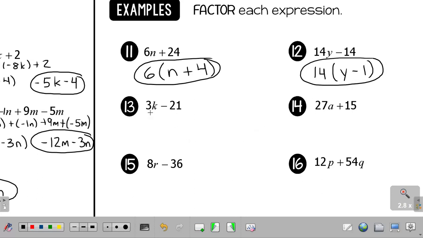Okay. 3k minus 21, that one kind of looks a little familiar. I think we had something similar to that earlier, except there was a 6 here. But the greatest common factor here will be 3. So when we factor out or divide out a 3, we're going to be left with 1k minus 7.